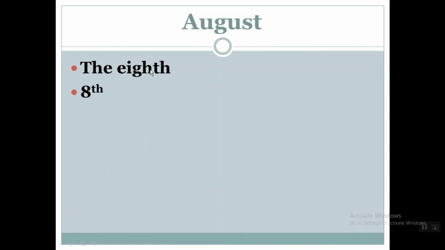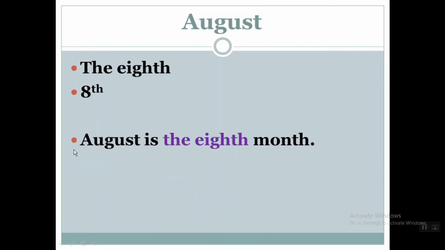Next. August. Again, August. Here we have the eighth. Again, the eighth. Or we can write it like this, number eight with TH. So August is the eighth month.